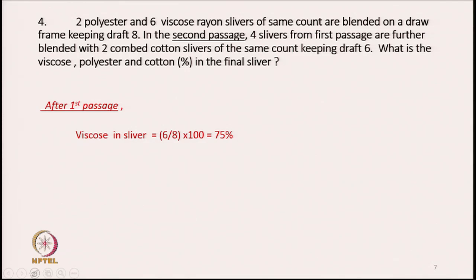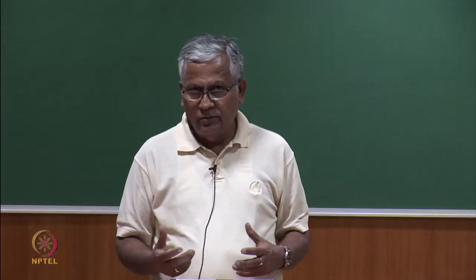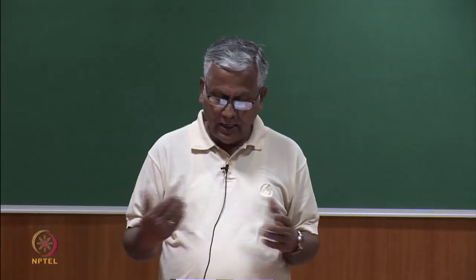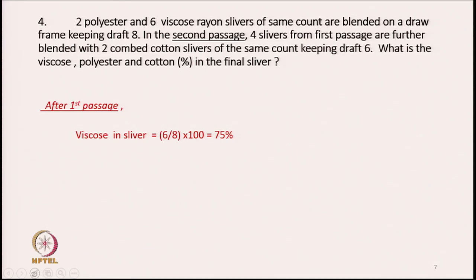So, that means there are 2 passages. In the first passage, we are feeding 2 polyester and 6 viscose rayon slivers. So, there are 8 slivers being fed and the draft is also 8. The sliver count is not changing, both at the input and at the output. So, after the first passage we get a PV sliver. Let us first find out the polyester percentage and viscose percentage after the first passage.